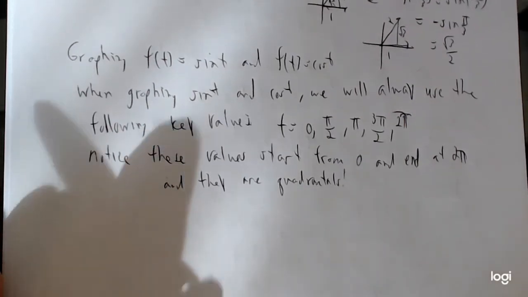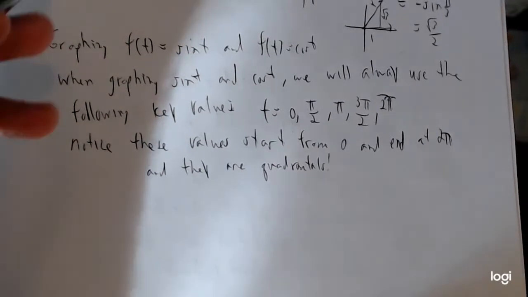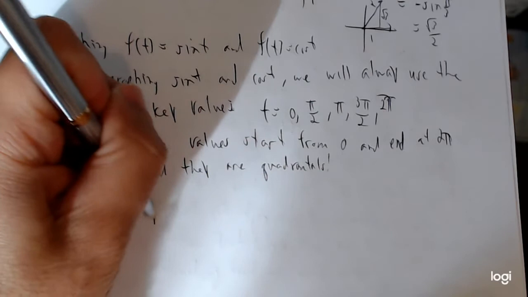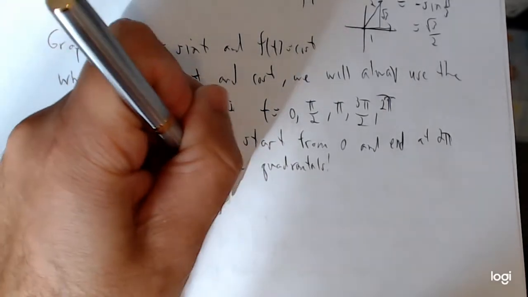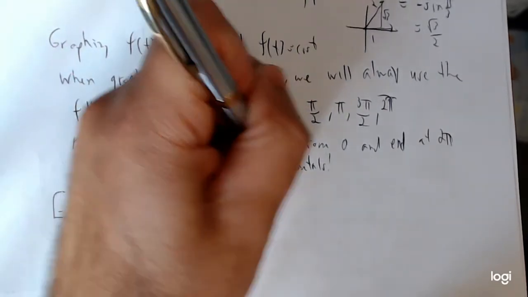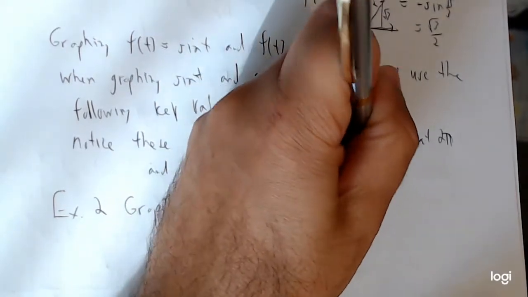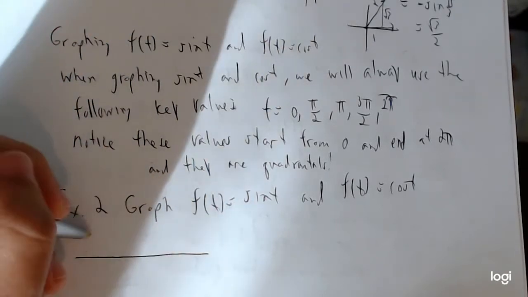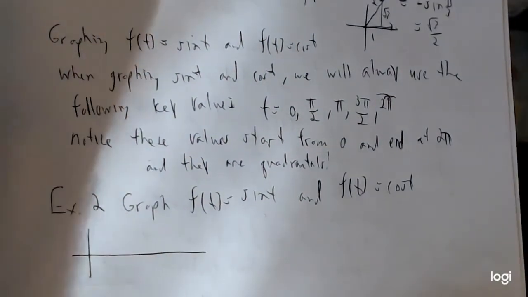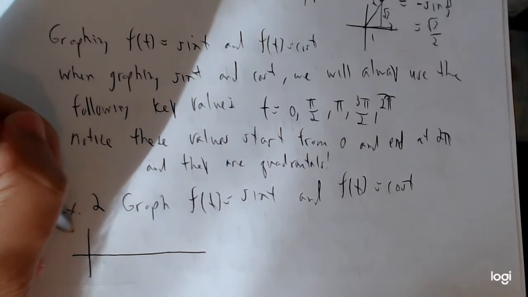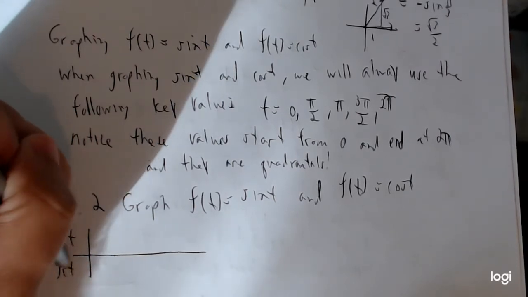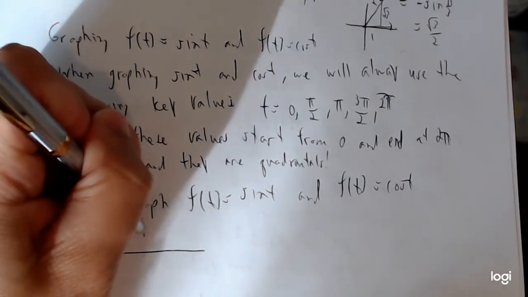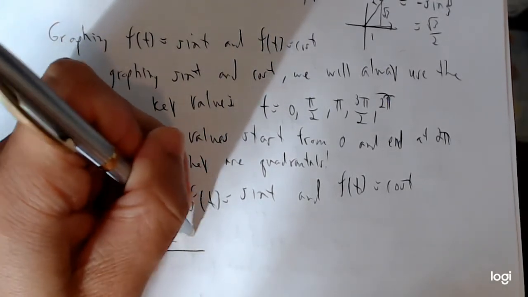Okay, so let's actually start off with sketching a graph. So we would say, for example 2, graph f of t equals sine of t and f of t equals cosine of t. Okay, so let's do this. To do this, I'm going to create a table, right? To me, that's the easiest way to go about this. So this is my input, my output is f of t. So we said our inputs are going to be 0, pi over 2, pi, 3 pi over 2, 2 pi.